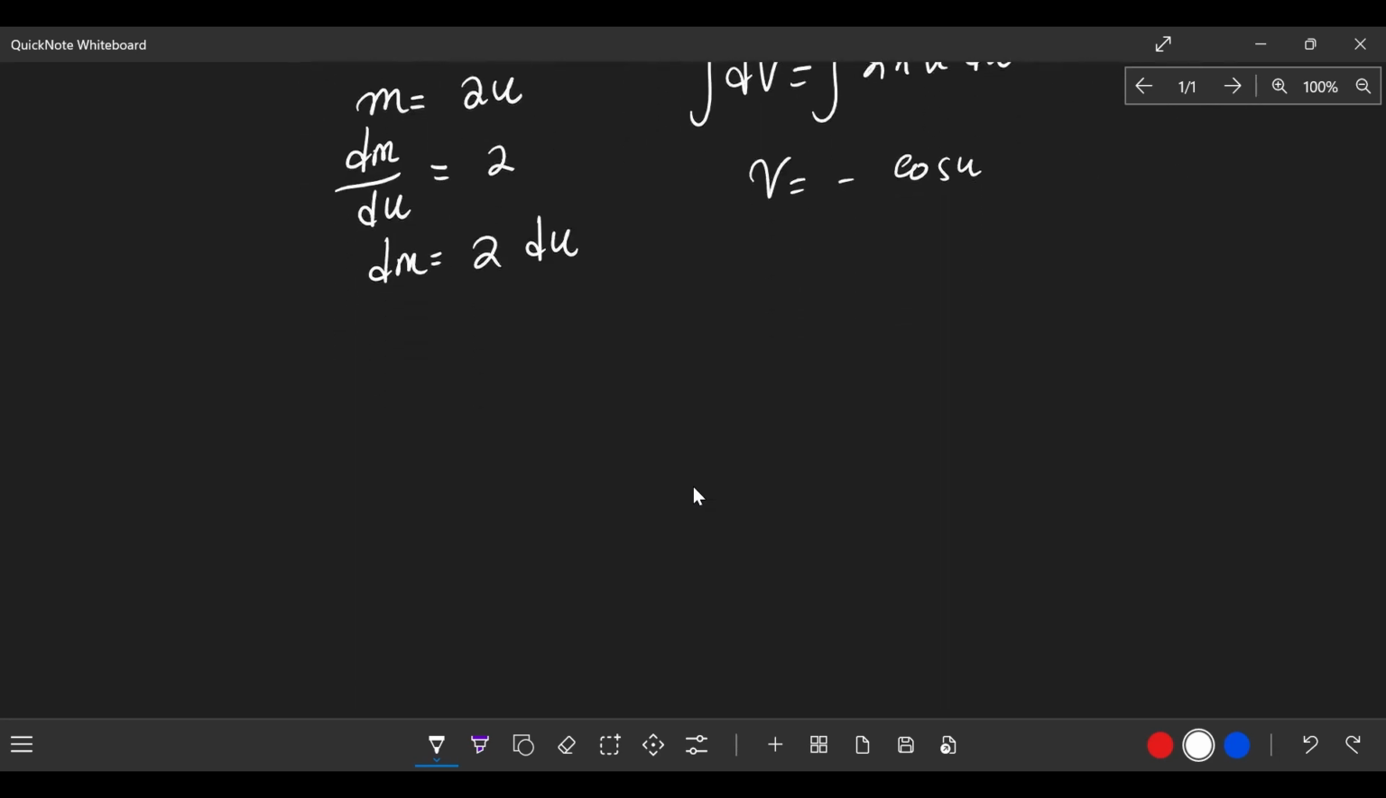Okay, so now let's replace this. So I'm trying to integrate sine u times 2u du, right? And this is equal to mv, okay? So our v is negative cos. So I'm going to start with m first, 2u. This is negative because it's coming from v, negative cos u, isn't it? Minus the integral of v, which is negative cos u, times what is dm?